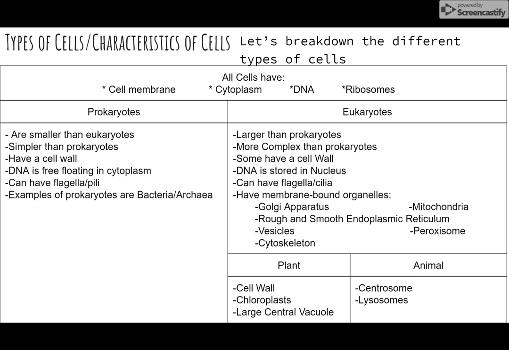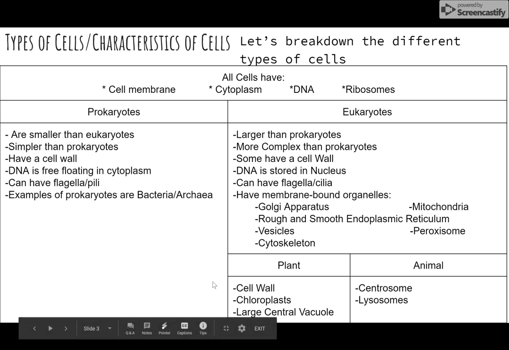Animal cells, on the other hand, have a centrosome, which is important when you are going through mitosis or cell division. And they also have lysosomes. Lysosomes help break down different molecules within the cell. And there is some discussion about whether plant cells have lysosomes as well, but we are still discussing that within the biological community. We haven't come to a consensus yet.